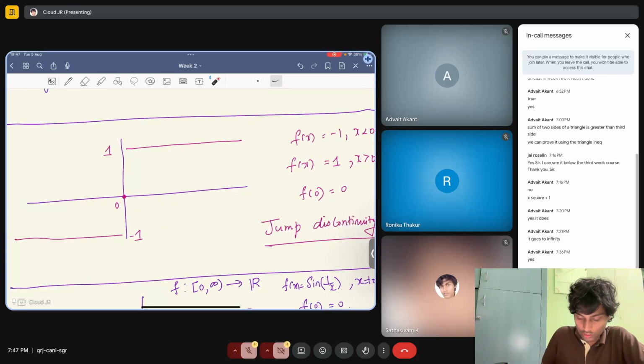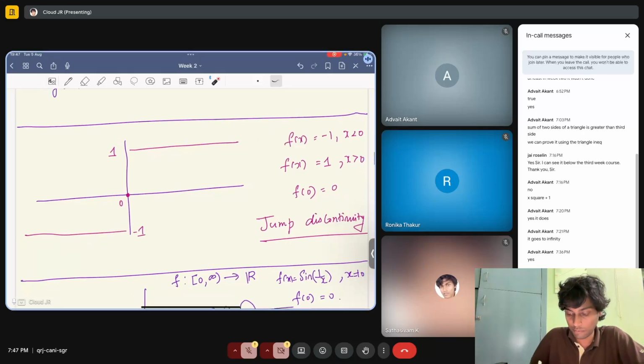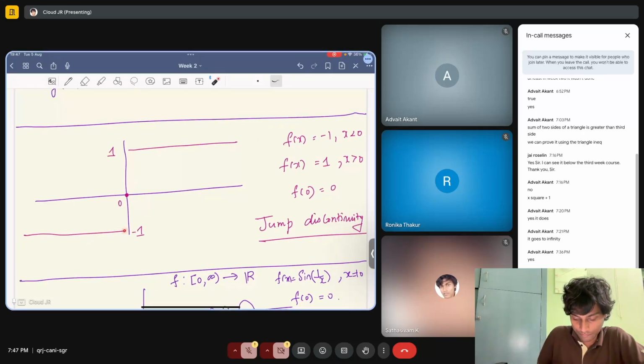If you look at this function, it does not have the intermediate value property. It's a jump discontinuity, because here I have -1 and here I have 1. But if you look at a point like this, and there is only one point 0 here, and it maps to 0, it cannot have it here. So this is a discontinuous function, and it does not have the intermediate value property.